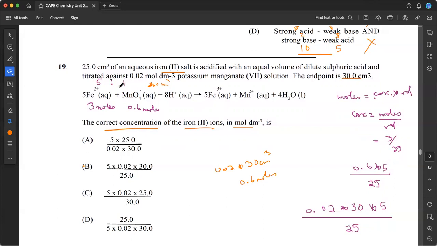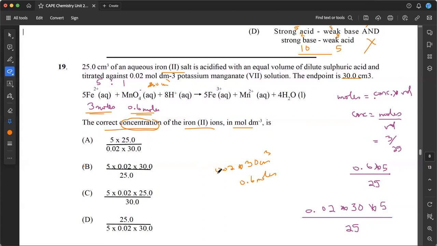And so we know there's a 5-to-1 mole ratio. So 0.6 times 5 would be 3 moles. So there are 3 moles of iron 2 ions that we started out with, and we used 0.6 moles of KMnO4 to completely neutralize it, right? But we want to actually find the concentration of the iron ions.